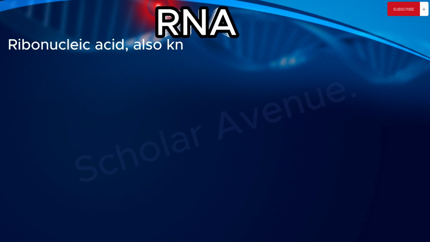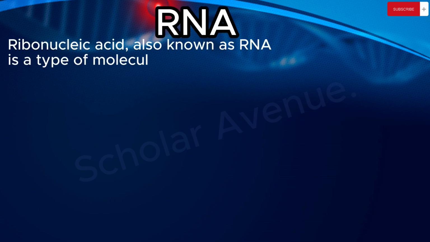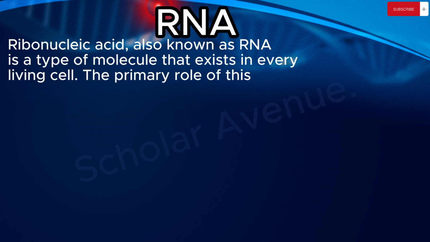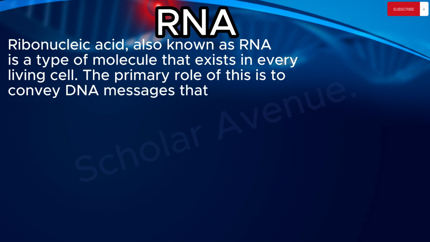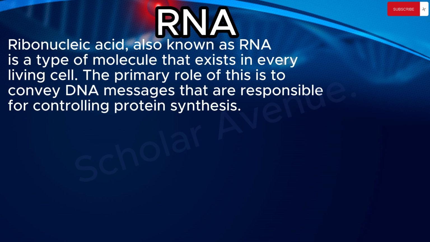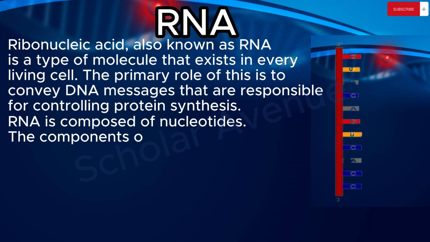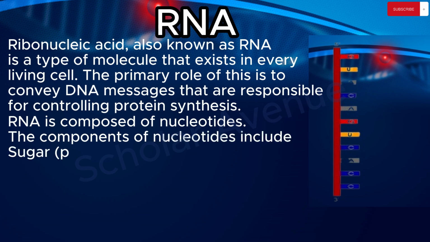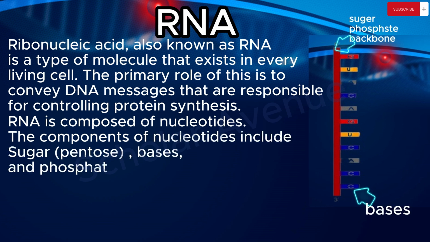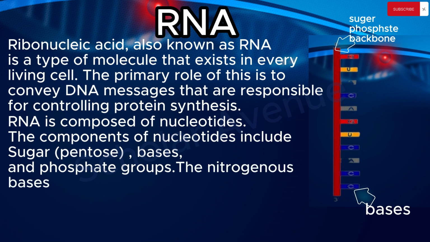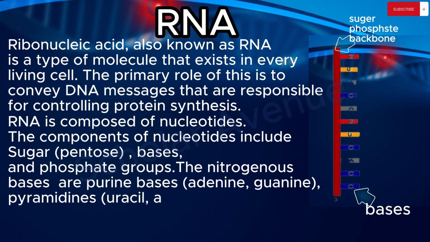Ribonucleic acid, also known as RNA, is a type of molecule that exists in every living cell. The primary role of this is to convey DNA messages that are responsible for controlling protein synthesis. RNA is composed of nucleotides. The components of nucleotides include sugar, that is pentose, bases, and phosphate groups. The nitrogenous bases are purines, that is adenine and guanine, and pyrimidines, that is uracil and cytosine.